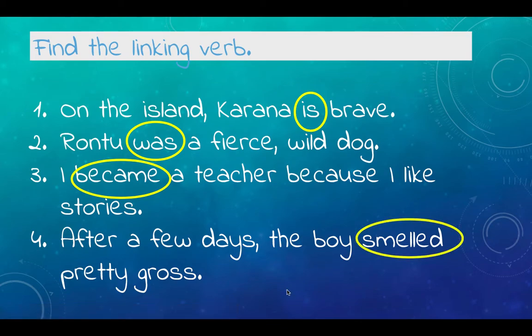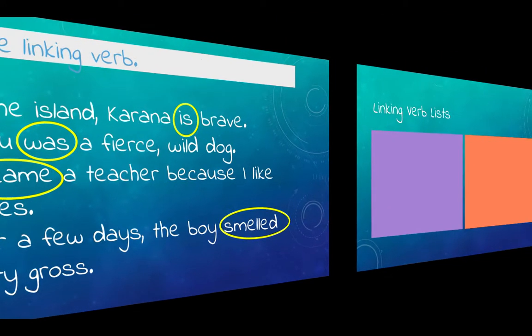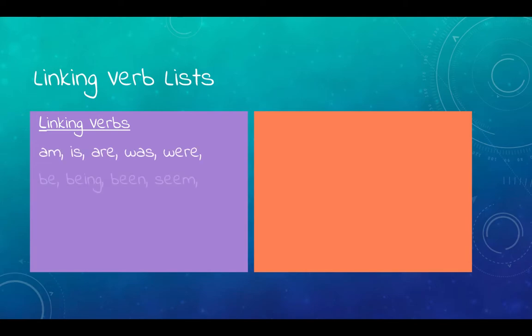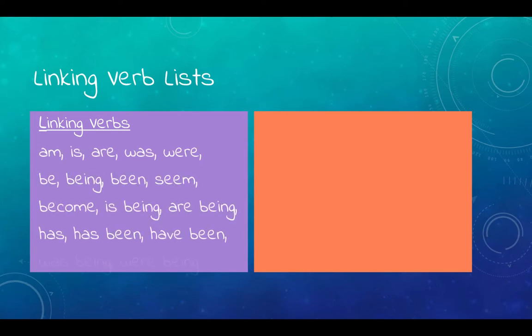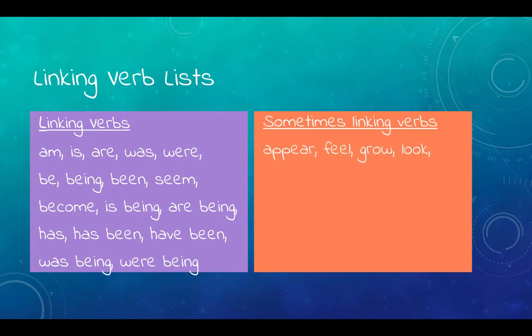Now I have to warn you, the word smelled is sometimes an action verb and sometimes a linking verb. That's because if the boy smelled chocolate cake, well, chocolate cake wouldn't be linked back to him, and so it would be an action verb if we said he smelled chocolate cake. However, since he is smelling pretty gross in this sentence, because it's linking the gross back to the boy, that means that it is a linking verb. So we're going to look at some common linking verbs and some words that are only sometimes linking verbs. Now, if I was a super smart sixth grader, I'd probably stop the video right now, and I might write a few of these down so that I would have my list in my notes.